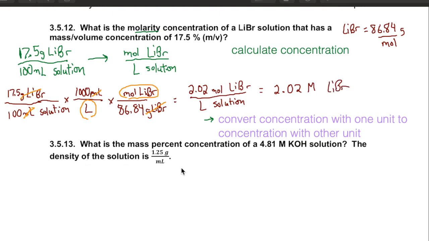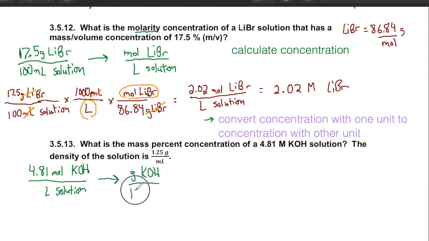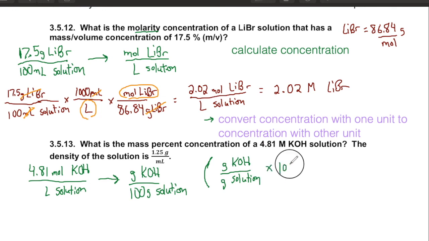Okay, this next one we are given the molarity concentration. So we know that there are 4.81 moles of potassium hydroxide in a liter of solution. And we want the mass percent concentration. So we want to know how many grams of potassium hydroxide are in 100 grams of solution. And it's probably easier to find the grams of potassium hydroxide per gram of solution and then multiply that by 100%. That's how we normally calculate the mass percent.